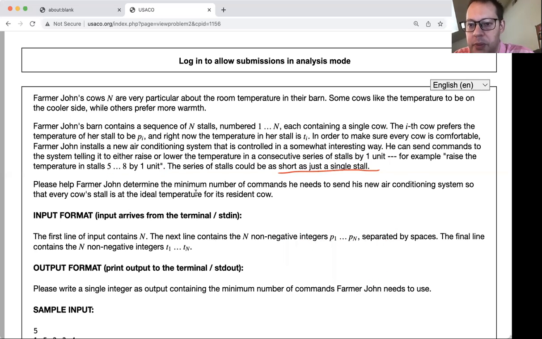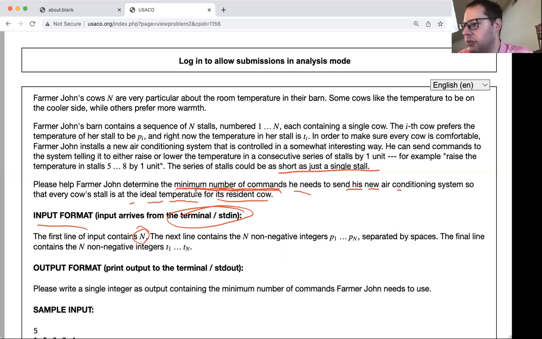Please help Farmer John determine the minimum number of commands, fewest number of commands, okay, we want to do this as efficiently as possible, that he needs to send to his new air conditioning system so that every cow's stall is at an ideal temperature for its resident cow. Input format arrives from terminal standard input, so it's just going to be typed in input. The first line of input contains N.